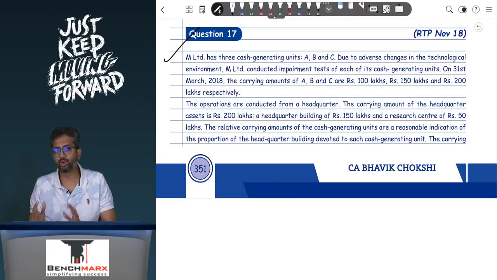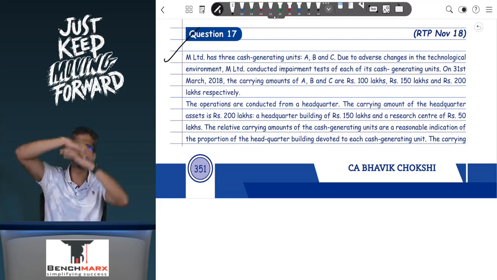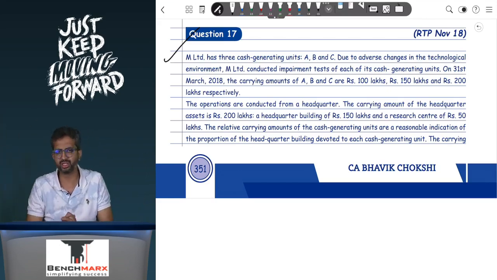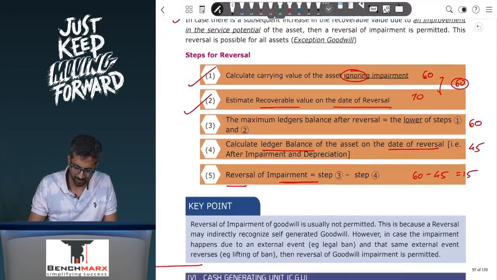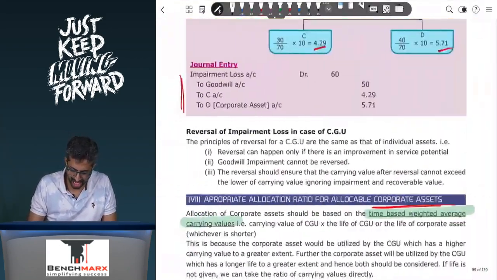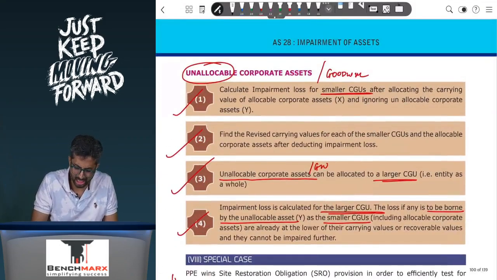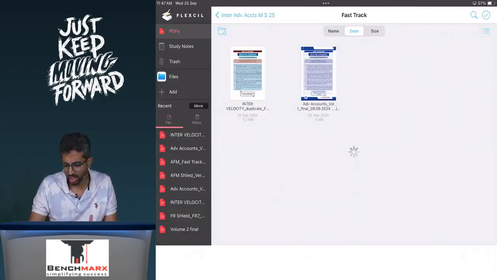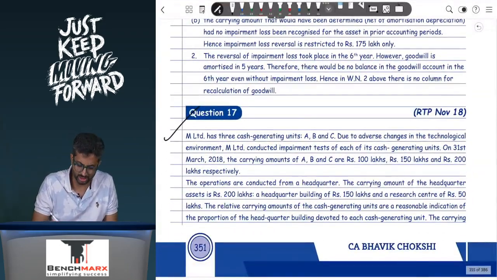Okay, this is for allocable. For unallocable, you will again do bottom up, that is the smaller CGU, and then do top down, where you will look at the company as a whole and see if there is any impairment over there. So this is for this special case over here. On allocation ratio for corporate assets, we say allocation ratio is a time based weighted average carrying values, and unallocable corporate assets or unallocable goodwill as well over here. So a detailed application for this concept is done in question 17.